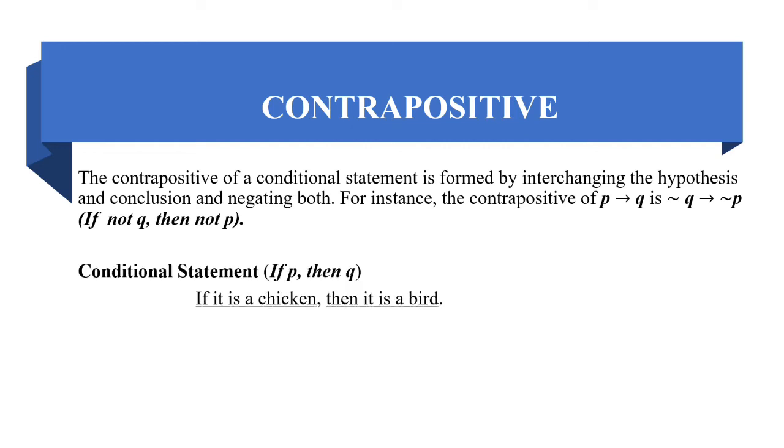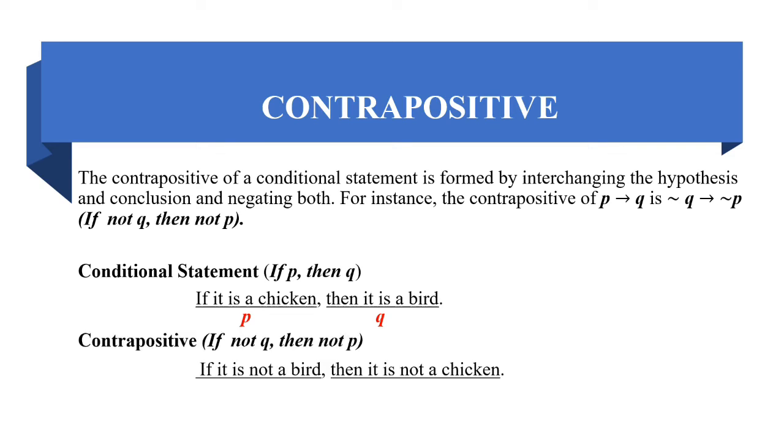Yeah, so the conditional statement, if P, then Q. If it is a chicken, then it is a bird. The P statement here, if it is a chicken, and the Q statement here, then it is a bird. So what is the contrapositive of this conditional statement? If not Q, then not P. So if it is not a bird, then it is not a chicken. So not Q and not P.